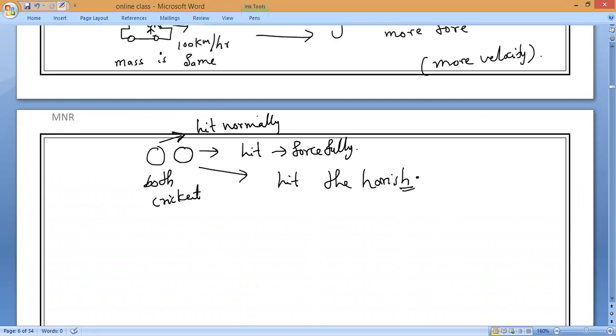I have thrown one ball with a normal hit, another ball hit very forcefully. So which ball will hurt you more? The forcefully hit one. Second ball will hurt more. Why will the second ball hurt more?